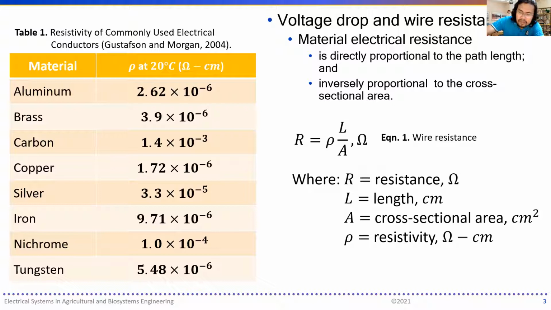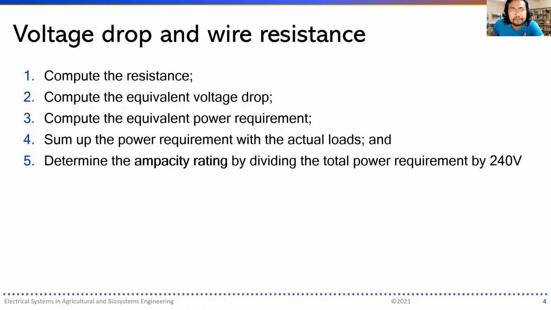Now, the different resistivities of different materials are shown in table 1. These are different metals at a reference temperature of 20 degrees Celsius. Usually this would change, and there's a way to determine the resistivity. Now these resistivities are used in equation number 1 to determine the specific resistance of a certain material in a certain application.